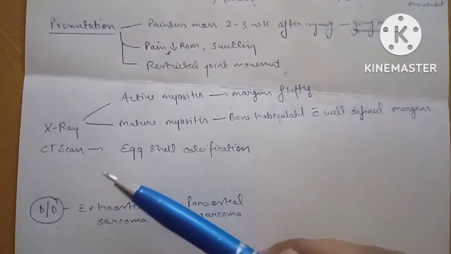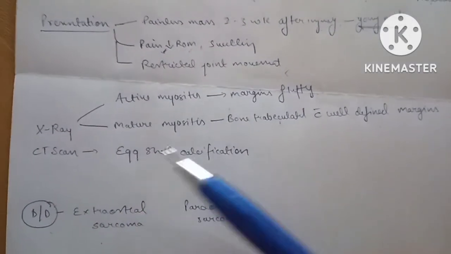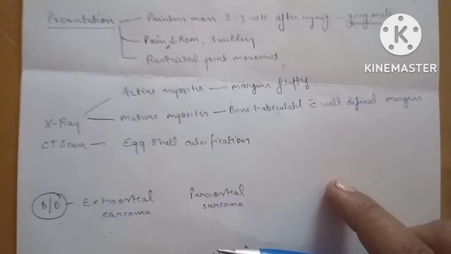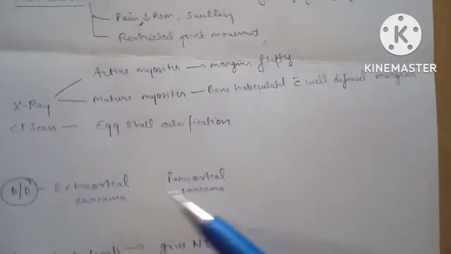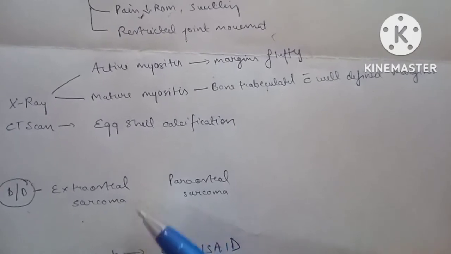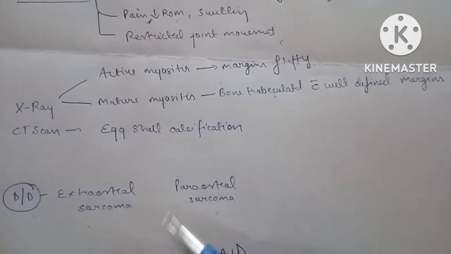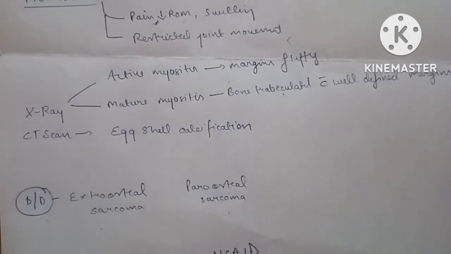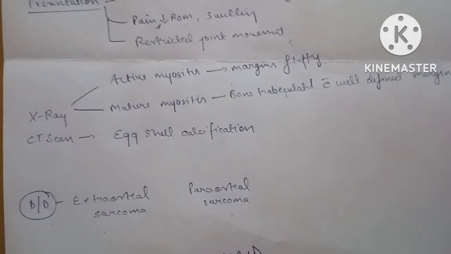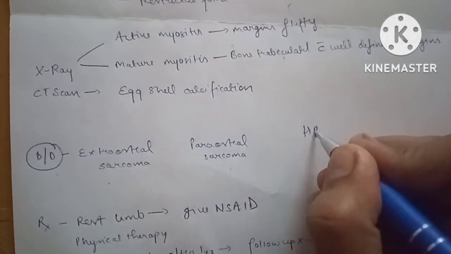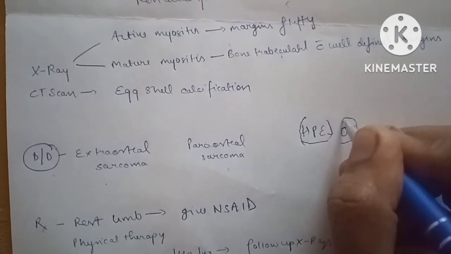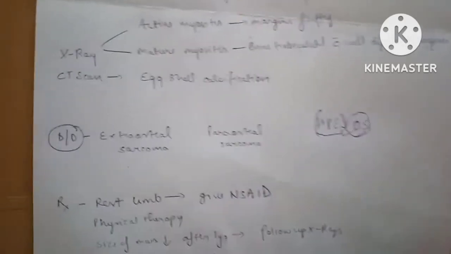So now about the CT scan. In CT scan we see axial calcifications, and the differential diagnosis of myositis ossificans is an extraosseous osteosarcoma or a parosteal sarcoma. In both of these cases, the myositis ossificans can be misdiagnosed as a sarcoma, or sarcoma can be misdiagnosed as myositis ossificans. One more point to note is that in histopathology of myositis ossificans, we see features of an osteosarcoma itself. So it may be confused with osteosarcoma in histopathology.